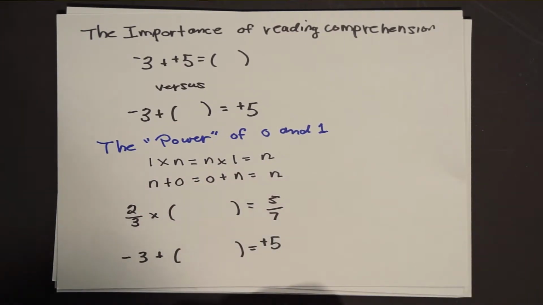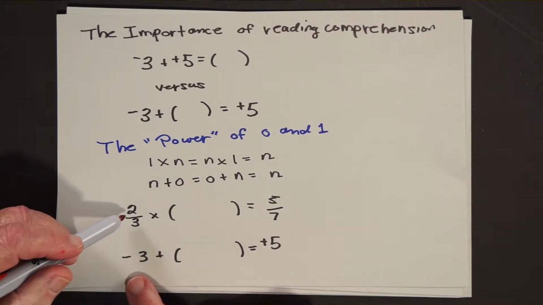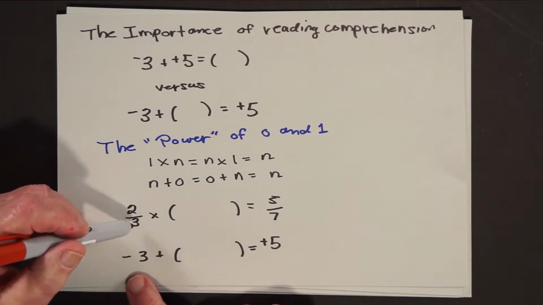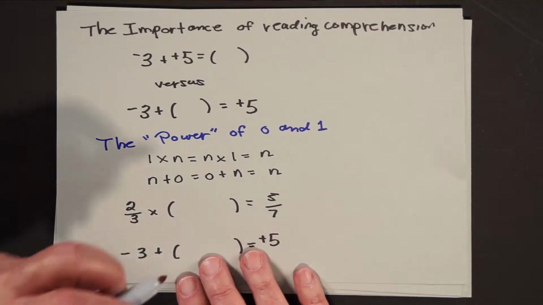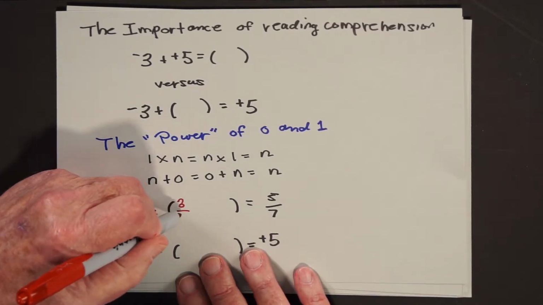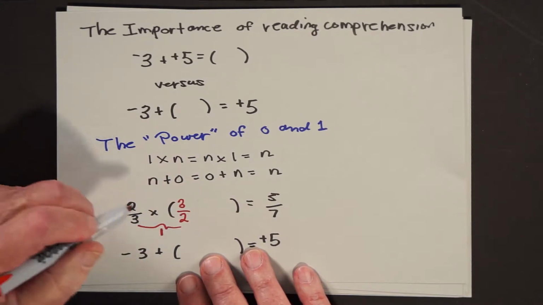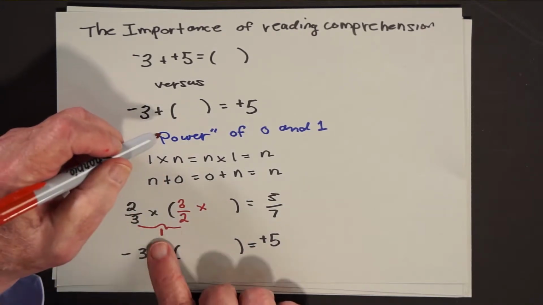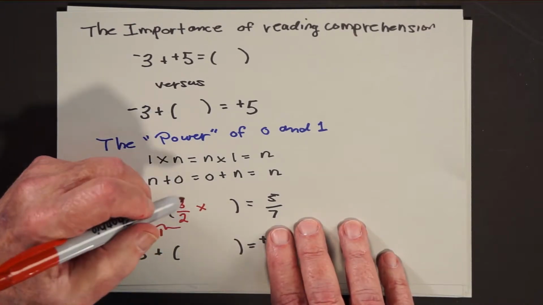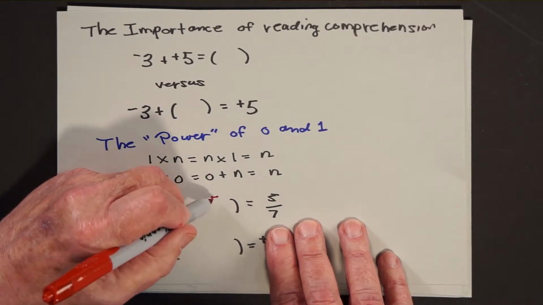So for example, what did we do when we studied fractions? We wanted to know what we must multiply 2/3 by to get 5/7. So the first thing we did was multiply by 3/2 to get 1. And once the answer was 1, what do you multiply 1 by to get 5/7? The answer is 5/7.